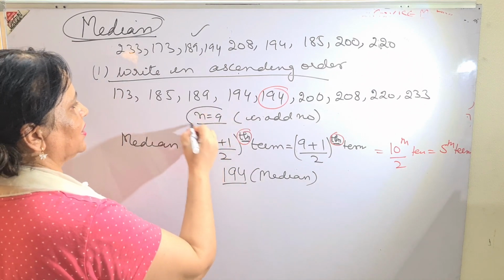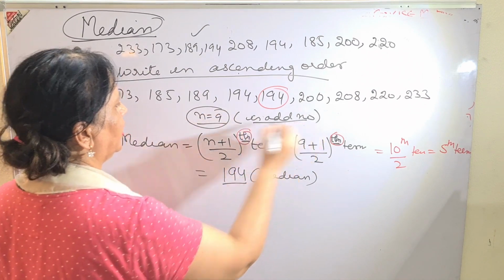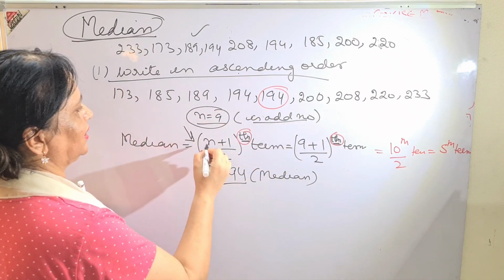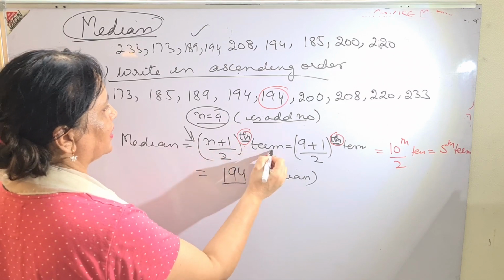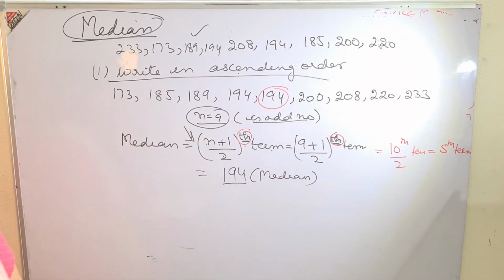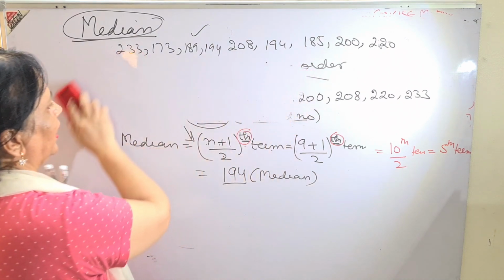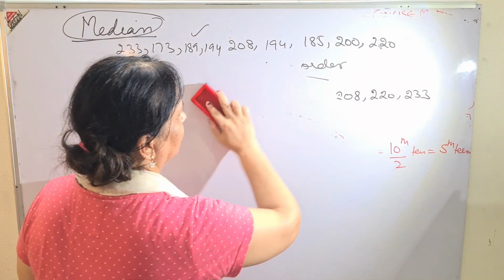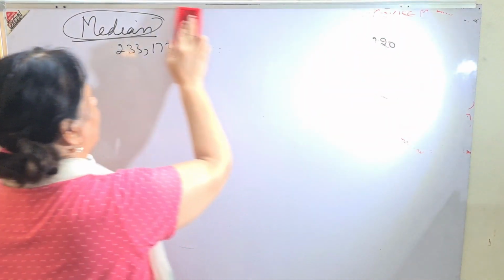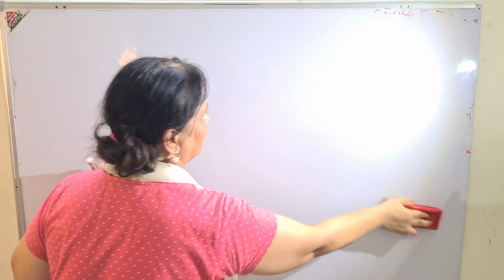When my n was 9, it was odd, so my formula was this, (n plus 1) upon 2 th term. It matters, you have to write the formula. See how simple it is. This chapter is to be done once, but with full concentration. Once you do, the chapter is in your hands, trust me children.